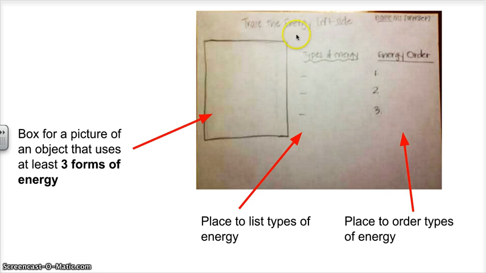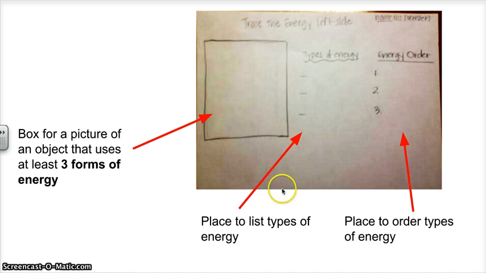Alright, so next, right underneath your title, you are going to draw 3 things. One is a box for a picture, and your picture is going to be of an object that uses at least 3 forms of energy. So you're going to draw a box, and then you're going to draw a place, like I have, to list types of energy. And then last, you're going to have a place to order your types of energy. And we'll go over each step, but we just want to set up our paper like this now.